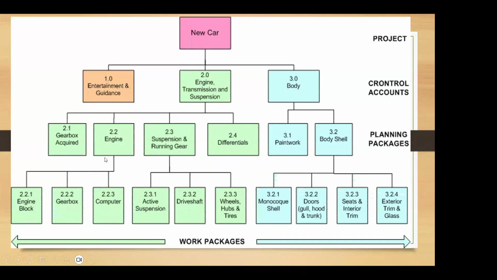And then these planning packages can be broken down further. So for example, if we take the suspension and running gear, we look at the active suspension, the drive shaft, and the wheels, hubs, and tires. If we take the body shell, we have to look at the monocoque shell, the doors, the seats and the interior trims, the exterior trim and the glass. So this is the lowest level of our WBS.